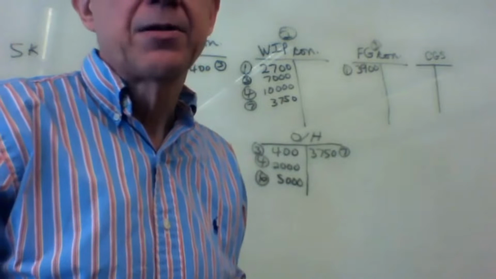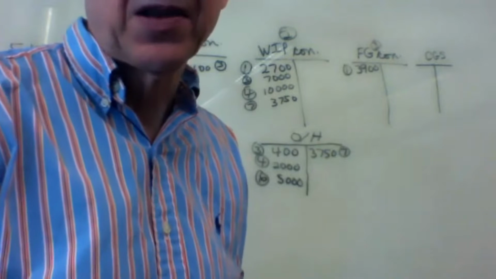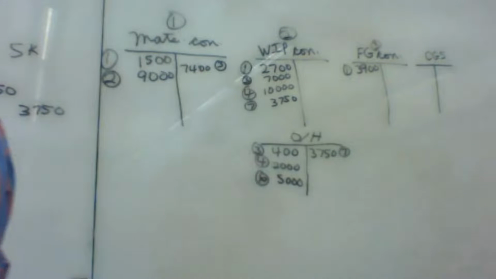Then journal entry 8. We're going to transfer $20,000 of completed product from work in process to finished goods as it rolls off the assembly line. So if we add up the job cost records of the jobs that were just completed, they total up to $20,000. That's where that came from.